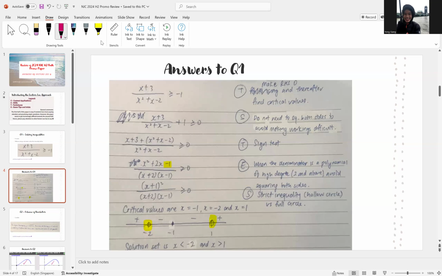If you don't know, please plot the graph. So using the graph, if the graph lies above the x-axis, it is going to be positive. If the graph lies below the x-axis, it is going to be negative. Then, of course, please pay attention to the asymptotes. Then you have thereby deduced that your solution set is x less than -2 and x more than 1.